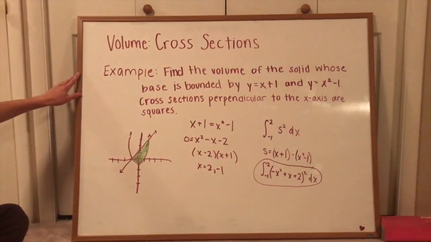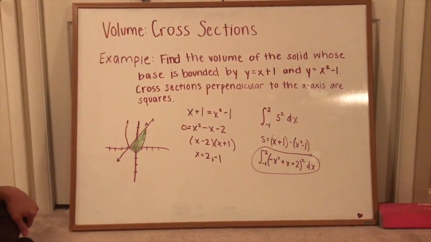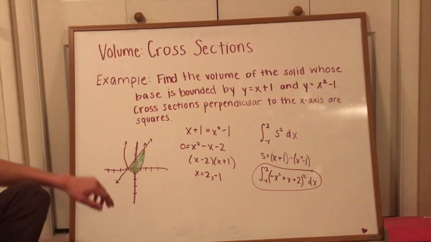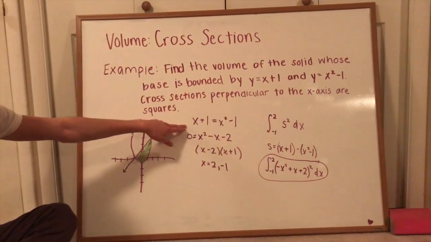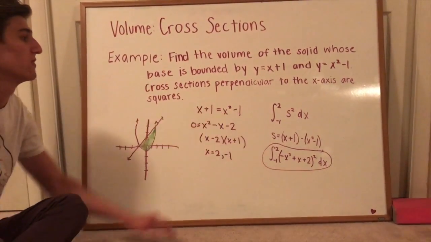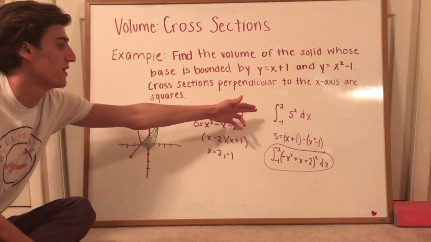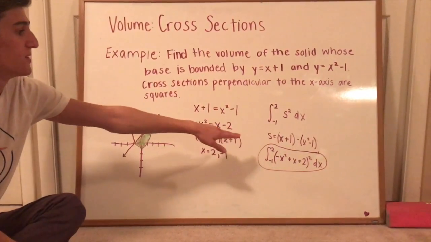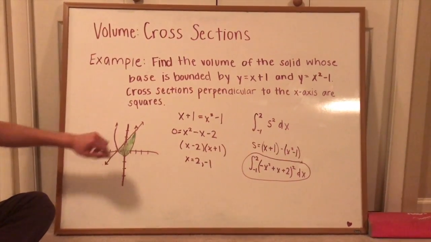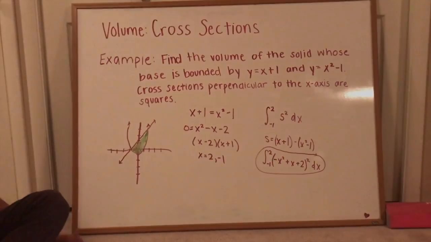Okay, so this problem's a cross sections problem. Find the volume of the solid whose base is bounded by y equals x plus 1 and y equals x squared minus 1. Cross sections perpendicular to the x-axis are squares. So the first step in this one is to set the equations equal to each other to find the bounds, and once you do that you get 2 and negative 1, just shown over there. And since the cross sections are squares, it's s squared, and below that is the equations put inside, top minus bottom, and you can see here that x plus 1 is the top and x squared minus 1 is the bottom, and once you put them together, the result is right there.